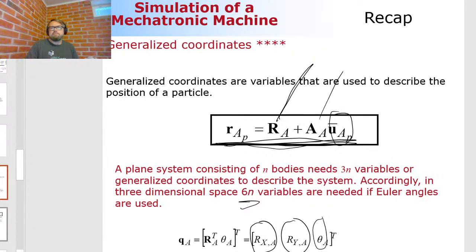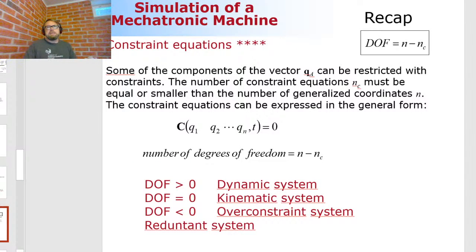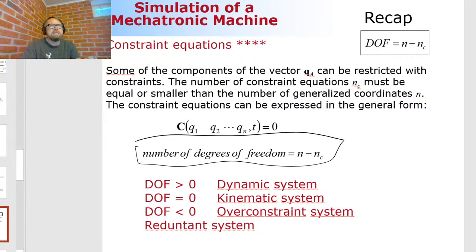All right, so moving forward, constraint equations. Equally important as generalized coordinates. At least you need to understand the concept, and you need to be able to compute the number of degrees of freedom. This is necessary, and you need to understand the concept. Okay, what does it mean if the number of degrees of freedom is more than 0? It means that the system is dynamically driven, so it is a dynamic system. If it is equal to 1, this is a kinematic system, which can be solved by using kinematics only.